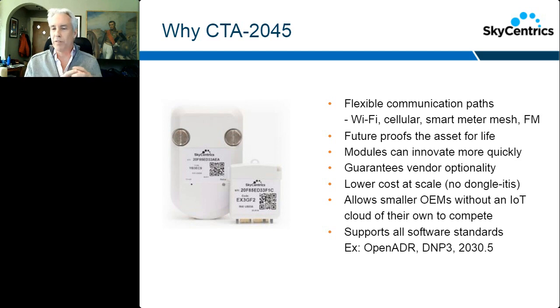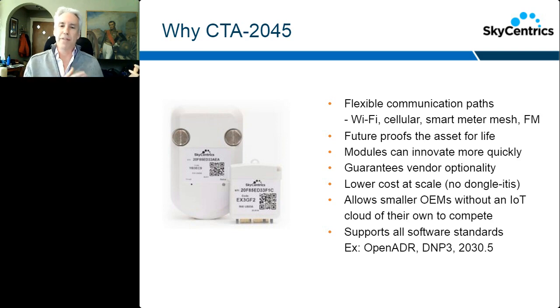And the CTA-2045 port means that instead of just the Wi-Fi that might have been put in by the OEM, you can choose cellular or smart meter mesh or FM radio. So you're essentially future-proofing that asset for life. You will always have access to it, which the utilities have rarely had. And finally, on the bottom, you can see that when necessary, the module or the cloud can support the water heater with OpenADR or DNP3 or 2030.5.